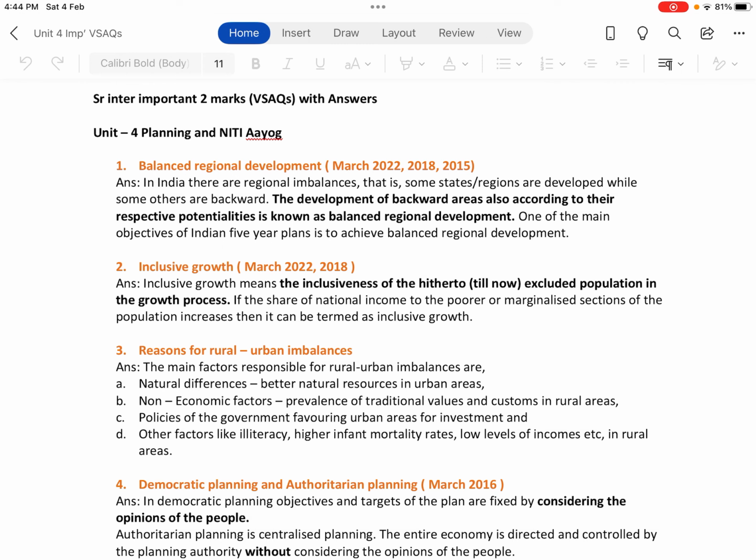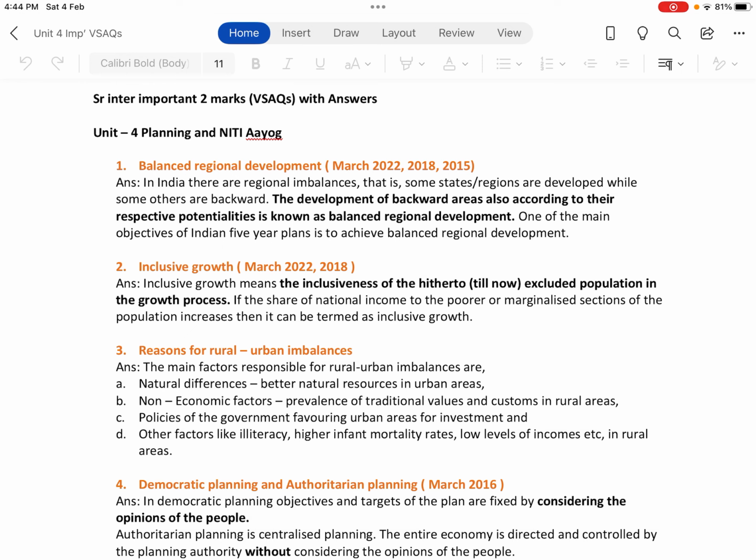Each and every area has different kinds of potentialities. So don't neglect the backward area. Whatever the potentiality, whatever the capacity is there in the backward area, use that. So that is the meaning of balanced regional development.